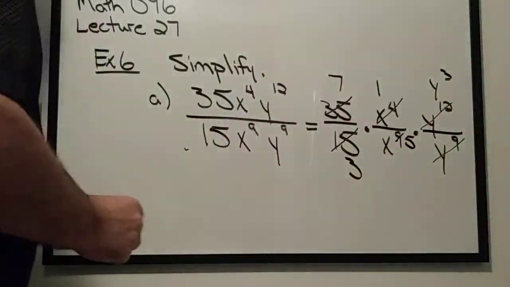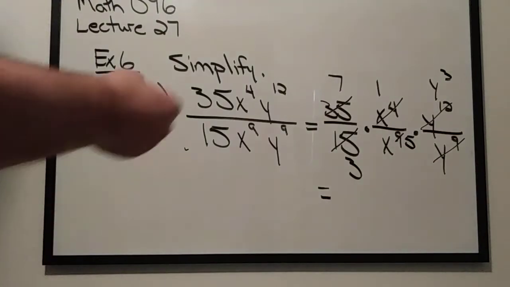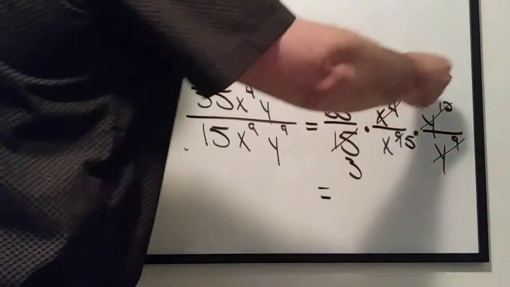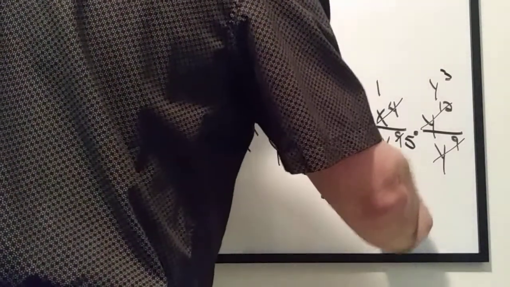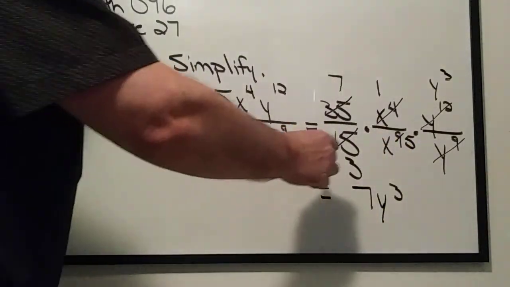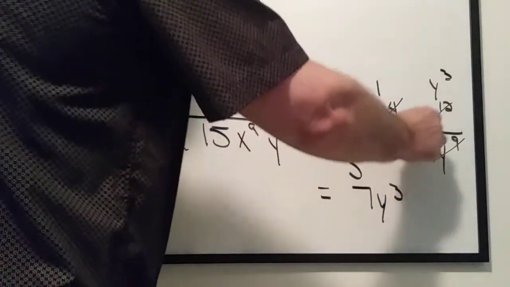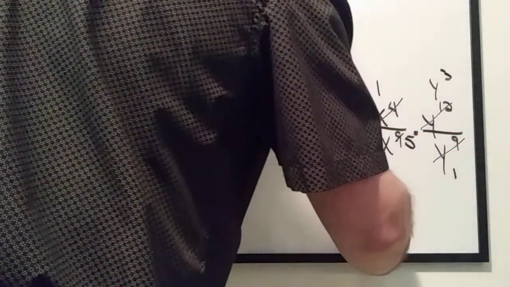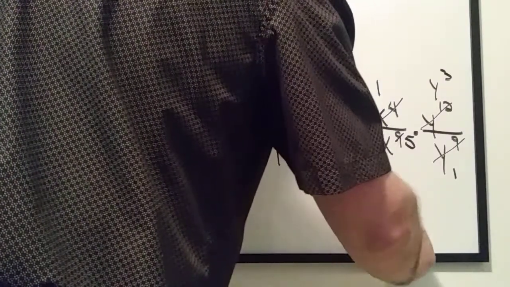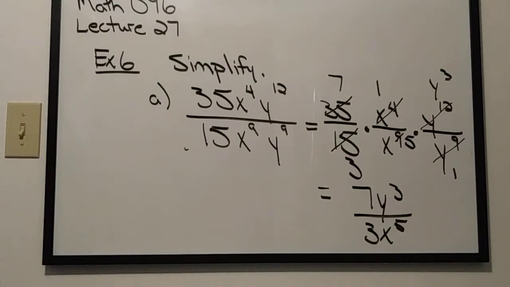So now that I have all of that information, I can put all the pieces and parts together. I have a 7 times a 1 times a y to the 3rd in the numerator. That's going to be 7y to the 3rd. And in the denominator, I have 3 times x to the 5th times 1 over here. That's going to be 3x to the 5th. And there's our final answer: 7y to the 3rd divided by 3x to the 5th.